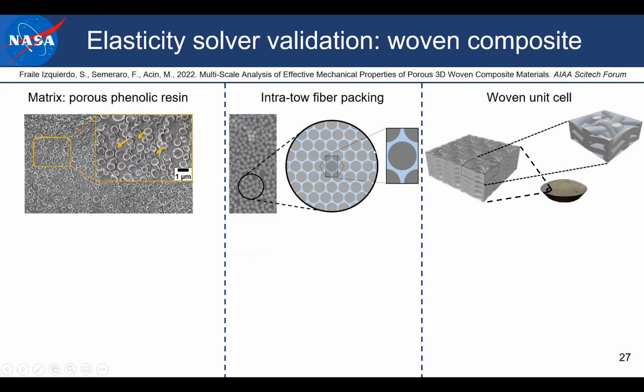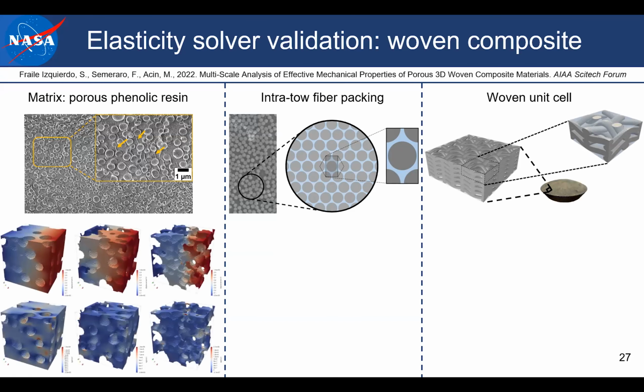This is important because we are then considering a woven unit cell. The intra-tow fiber packing elasticity is going to be an input for the tows, which in this case are monolithic. They don't have porosity and they don't have every single fiber discretized. Here are some of the results from his study, and this is going to be available online after the AIAA in January.